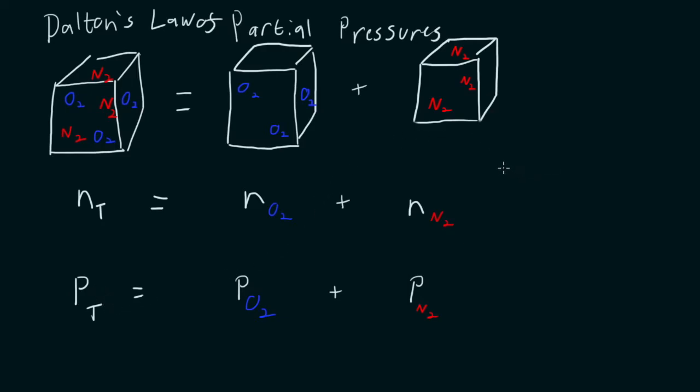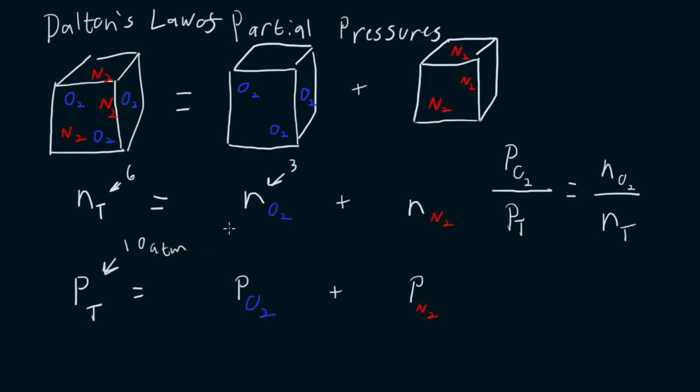Now let's break this up a little bit. What that means is if I want to figure out how much pressure the O2 is contributing to this, I could set up this ratio. I could say the pressure of the O2 divided by the total pressure is going to be equal to the number of moles of O2 divided by my total moles. So let's just say this is 6 moles, just to keep things nice and simple. Say that's 6. And we'll say that this is 3, and we'll say the total pressure is 10 atmospheres.